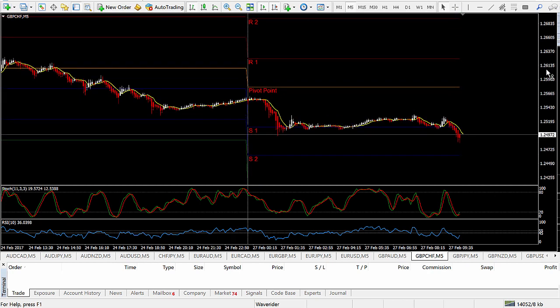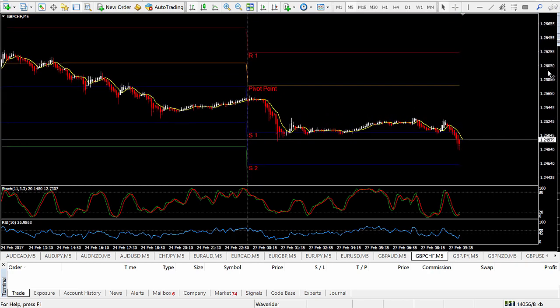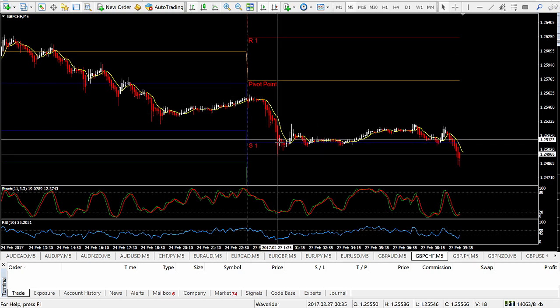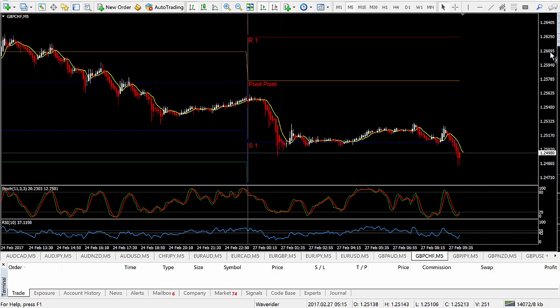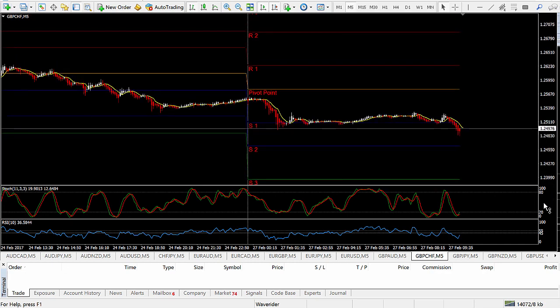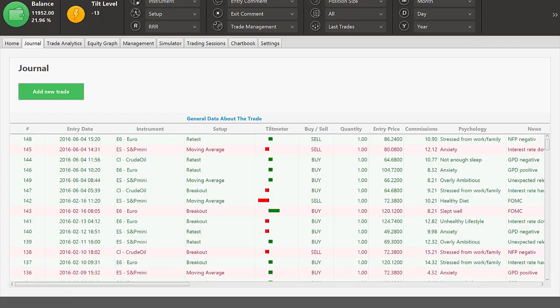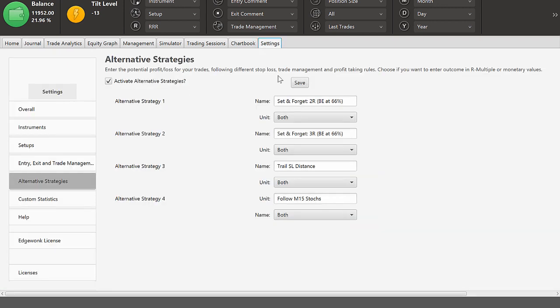Alright, so what I do by that is that I analyze whether taking profit at S1 is making me more money, or whether trailing it down to S3 as far as possible is making me more money. That's the reason why I do this in Edgewonk. And then we test alternative take profits as well, and those are these ones.